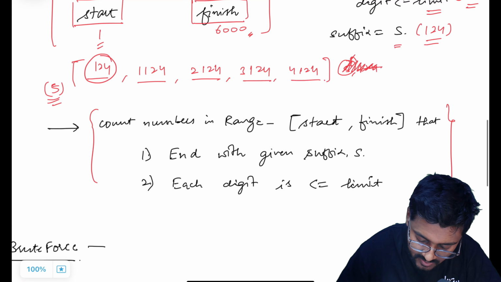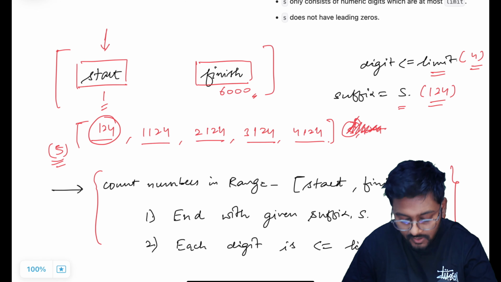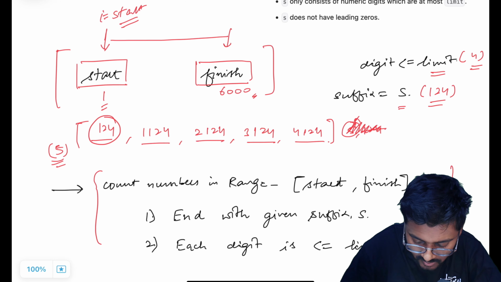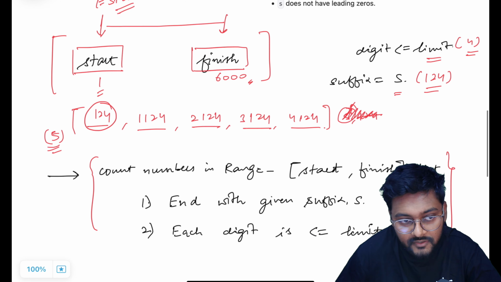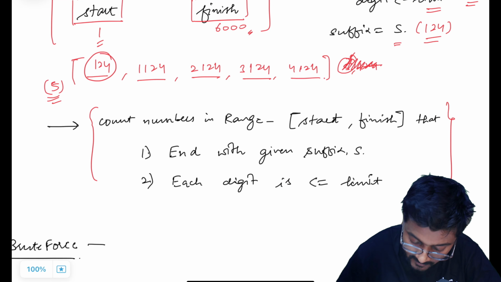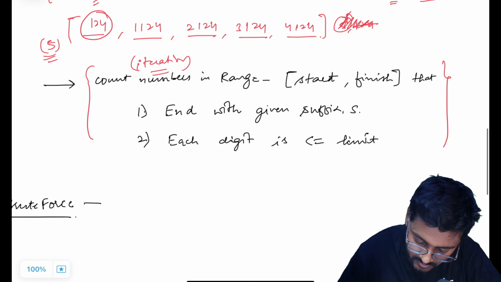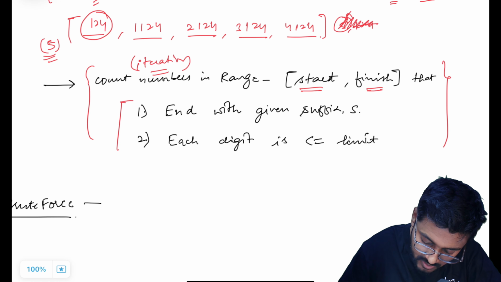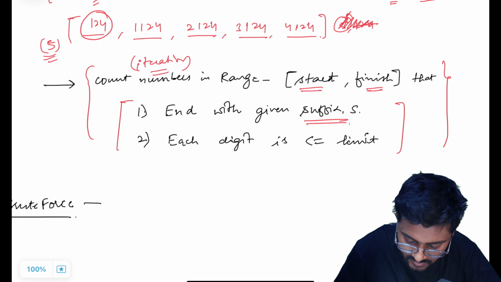In short, let me give a brief idea of how we can achieve it. One thing that comes to my mind is to directly count the number of powerful integers in this range. What we can do is start the iteration from start, let's say i is equal to start, and go till finish. At every step, you check the validation of a powerful integer, whether it follows these two conditions. In the iteration, we check that the current element ends with the suffix s.